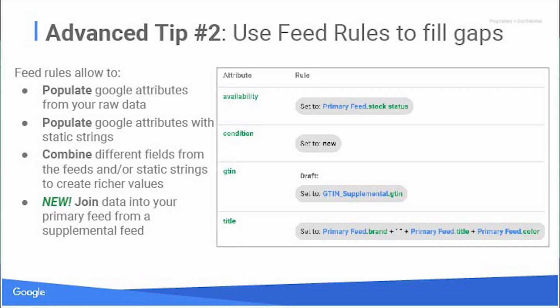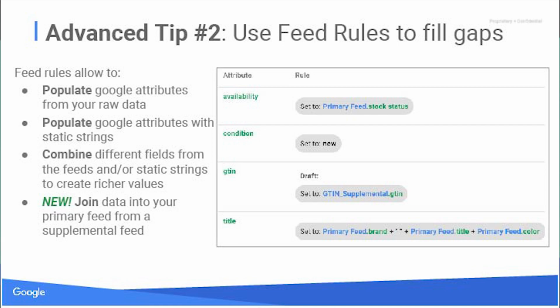You can actually populate Google attributes with static strings directly in the Merchant Center. So if you're not sending us condition, for example, but you know that you're only selling new products, simply write a rule that sets condition to new across the board, and that rule will automatically apply across your inventory.